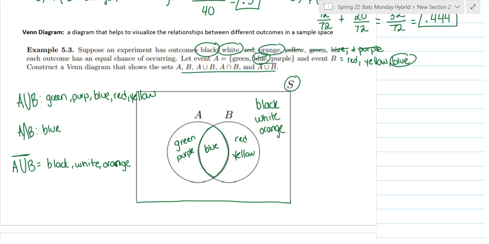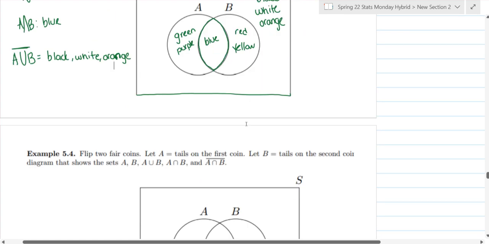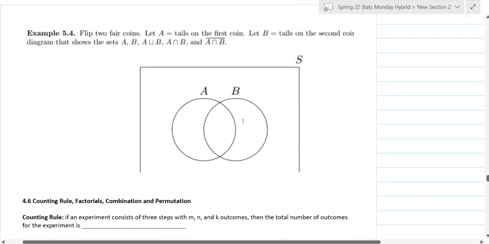So just one more example of that. We're flipping two coins. A is tails on the first coin, B is tails on the second coin. Construct a Venn diagram that shows this. So let's first do the sample space of what could happen. We could do that with a tree diagram. So you could have your first flip, you could get heads or tails. And then the second flip, heads or tails again, either way.